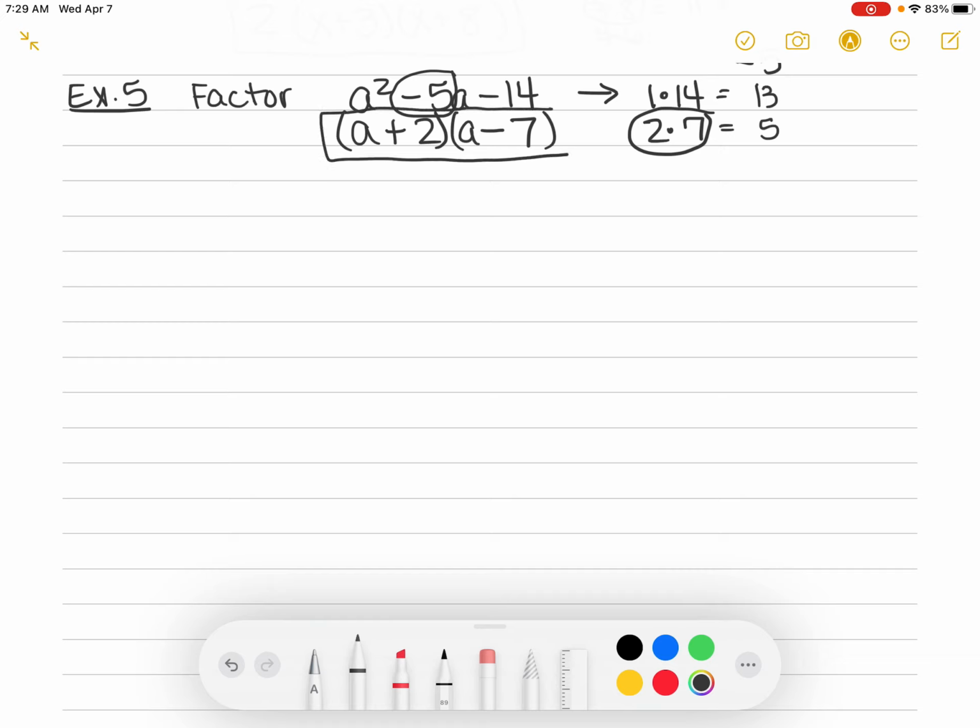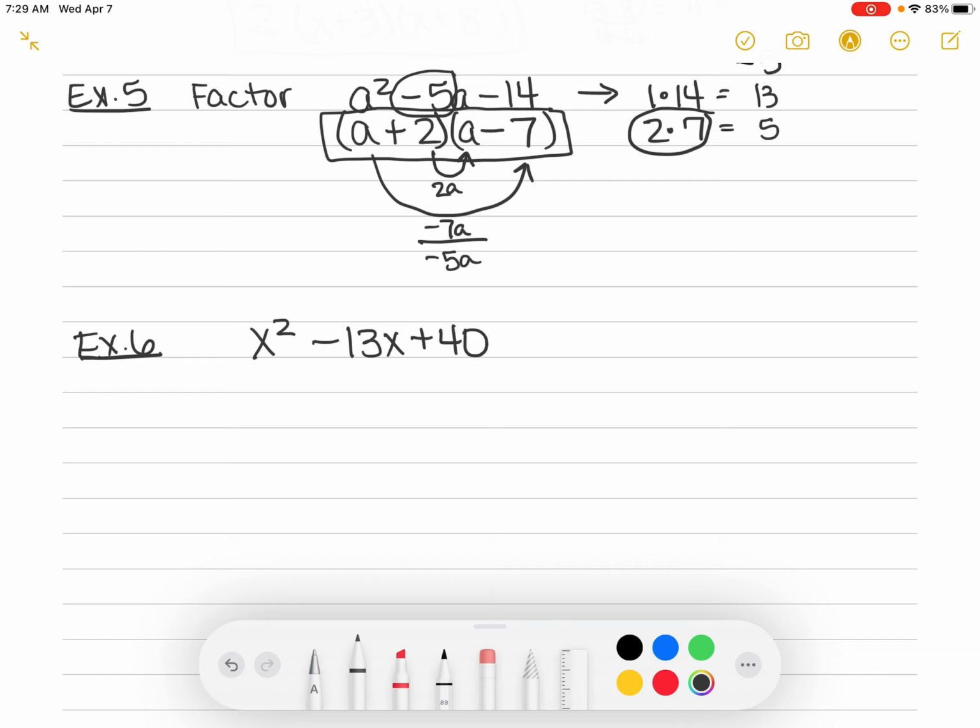And that's my answer. And you could check those middle numbers by saying, okay, that's 2a. And this one is negative 7a or minus 7a. And see how that equals a minus 5a? Okay, last one that I want us to work on is example 6. And this one is not in your book. But I do want you to see one of these before you start your schoolwork. So x squared minus 13x plus 40.